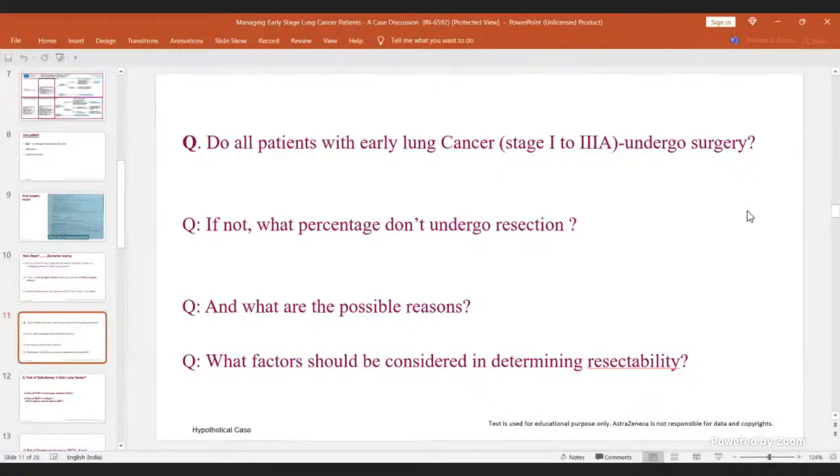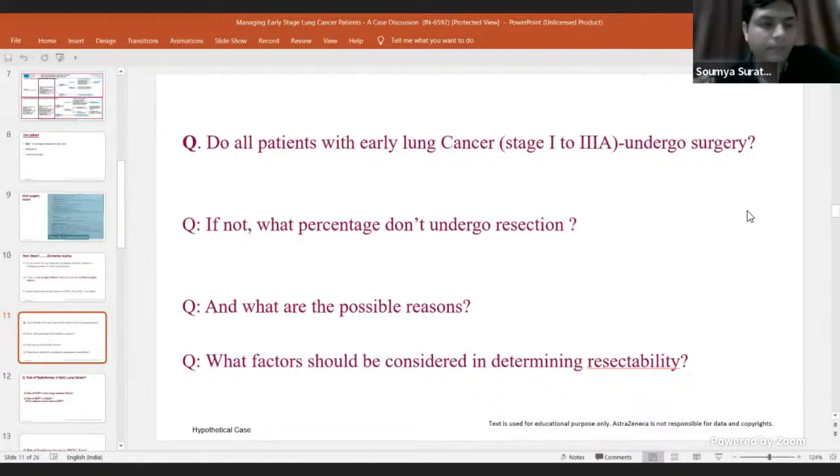If you go with the guideline, then specifically T3 and N1 or N3 lesion, sometimes we have to give NACT followed by surgery or CTRT. In that case.